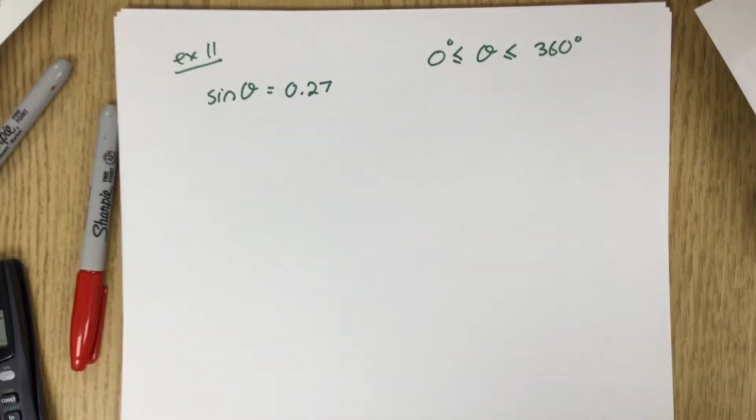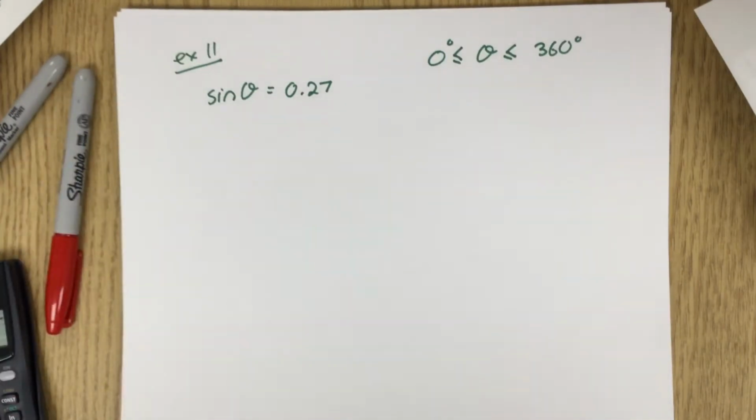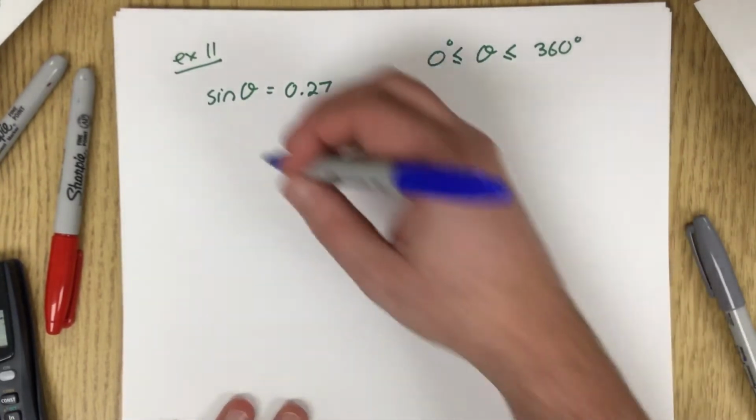Sometimes you don't have special angles. So here, for example, we have sine of theta equals 0.27. That's not special at all. So we're going to find the related acute angle in a different way. What we're actually going to do is solve for it.